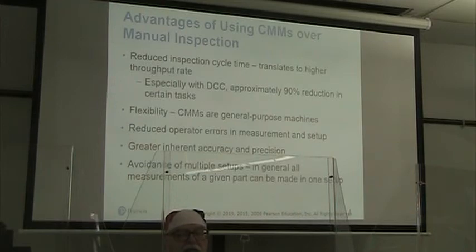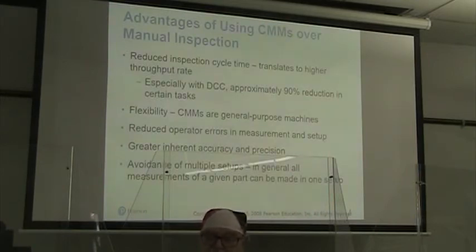Greater flexibility. Coordinate measuring machines are general purpose machines. Reduced operator errors in the measurement and setup, always something that we want. A greater inherent accuracy and precision, also something that we want, of course. We can avoid multiple setups, so we can do all the measurements of a part in one setup.